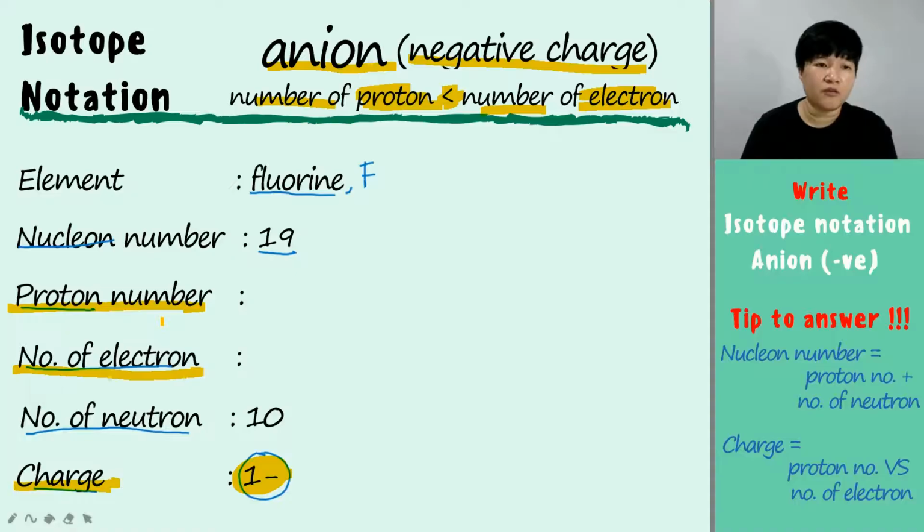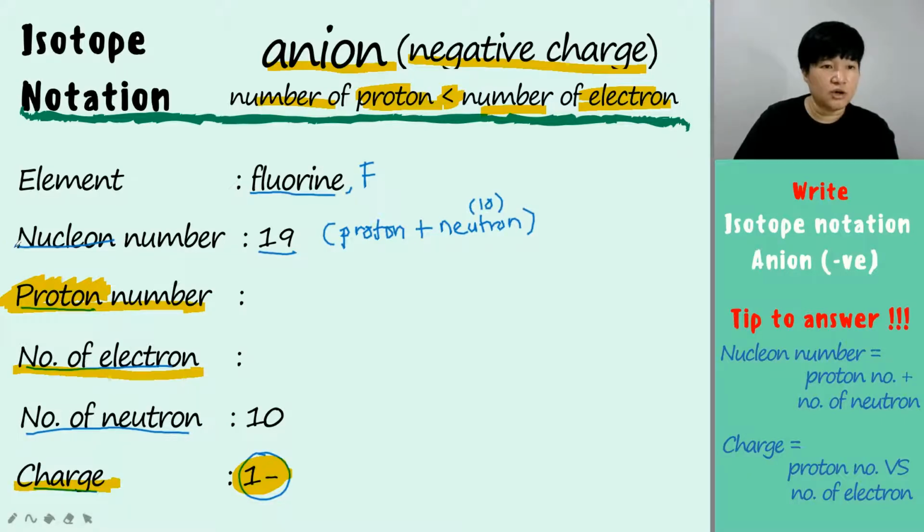We always look for the proton number first. Bear that in mind. We always look for the proton number first. And the proton number will be from the nucleon number, because we know that nucleon is when the proton is added up with the neutron. So right now, your neutron is 10. Your nucleon is 19. So your proton will be 19 minus 10, which is 9.